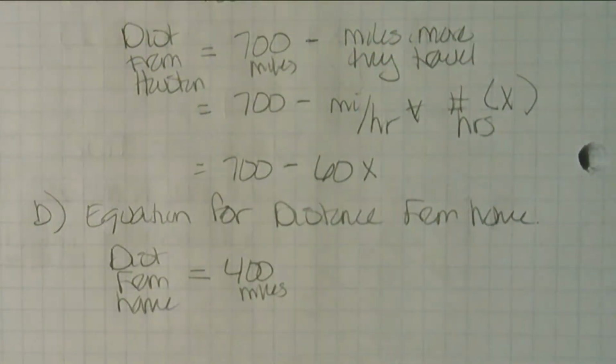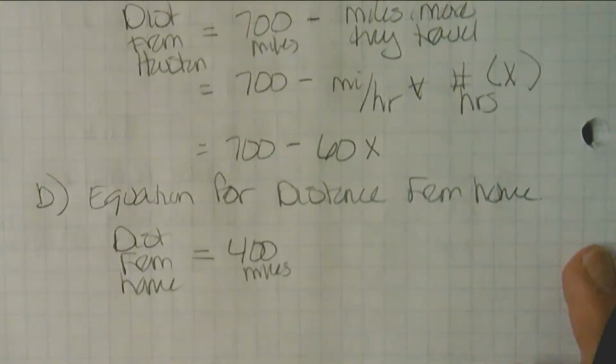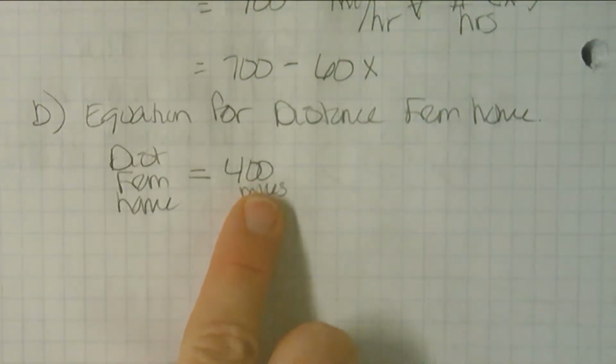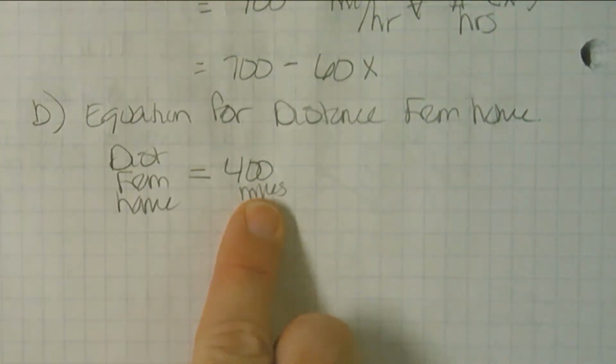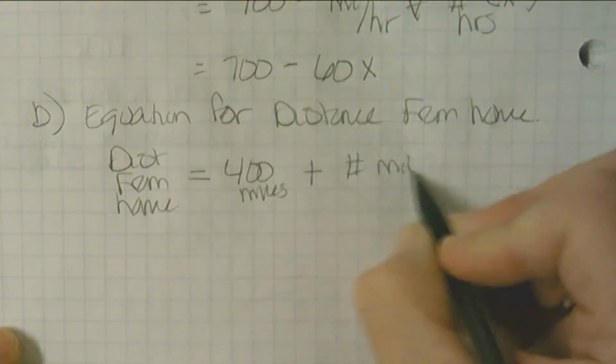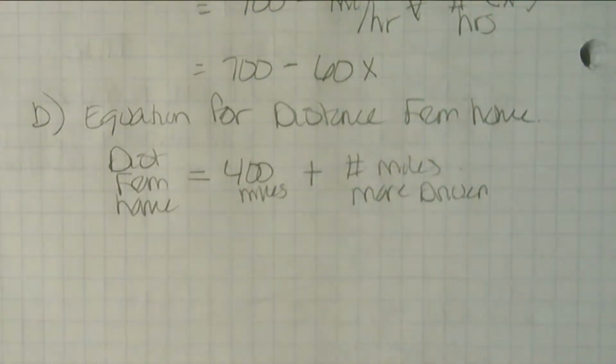Well, if I've driven 100 miles, how far am I from home? Am I 400 miles away now? If I've driven 100 miles, how far away am I from home? Matthew? If I start, right now I'm at 400 miles from home. If I travel another 100 miles, how far am I away from home? What did you do? Because it's however many more miles you drove. So I'm going to take that 400 miles, I'm going to add to it the number of miles more driven, or something like that. Does that make sense to you guys?